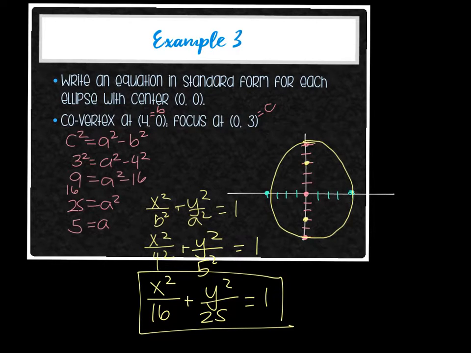Oh, okay, so I plotted that first. Yep. Is that an A and a B on the points? This is a B and this is a C. So the co-vertex gives you B and the focus gives you C.